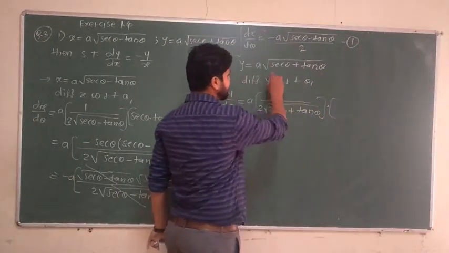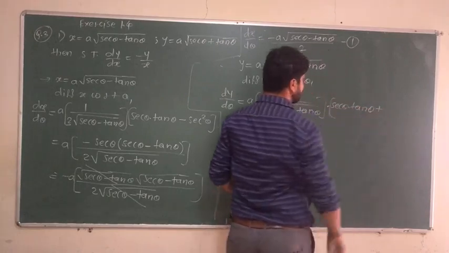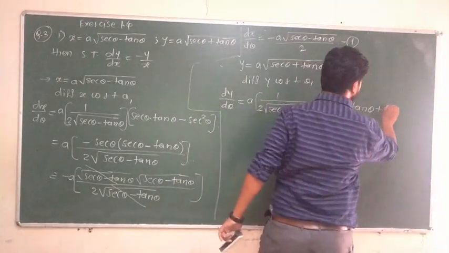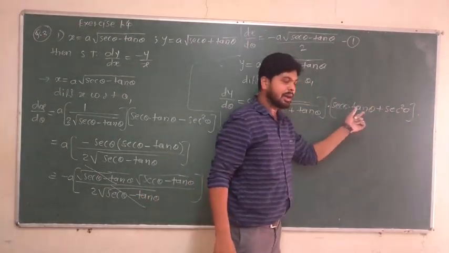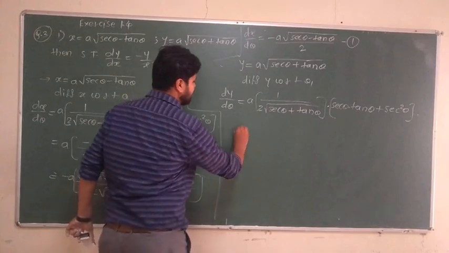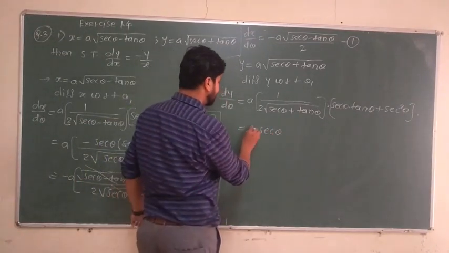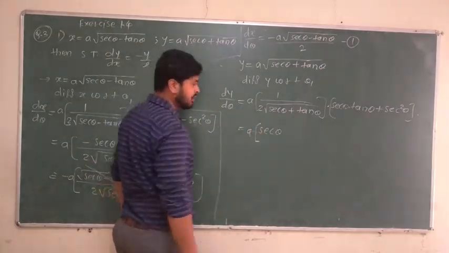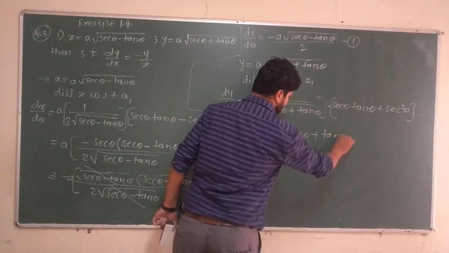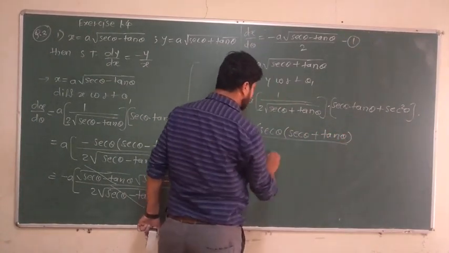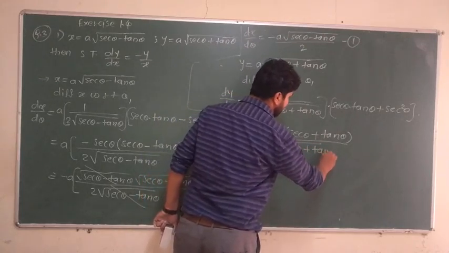So what is the derivative of sec theta? It is sec theta into tan theta, plus the derivative of tan theta, which is sec square theta. Now from these two terms I am taking sec theta common. If I take sec theta common, then in the bracket the remaining part is sec theta plus tan theta upon 2 root sec theta plus tan theta.